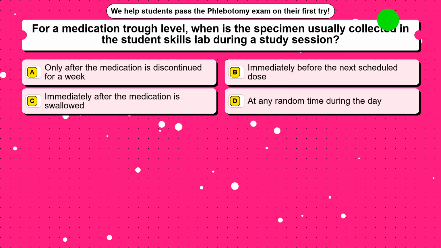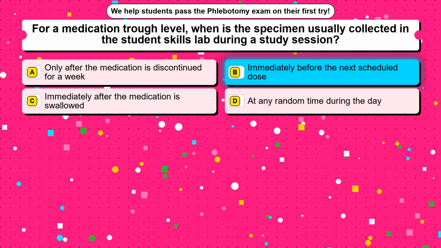Question 73. For a medication trough level, when is the specimen usually collected in the student skills lab during a study session? Option A. Only after the medication is discontinued for a week. Option B. Immediately before the next scheduled dose. Option C. Immediately after the medication is swallowed. Option D. At any random time during the day.